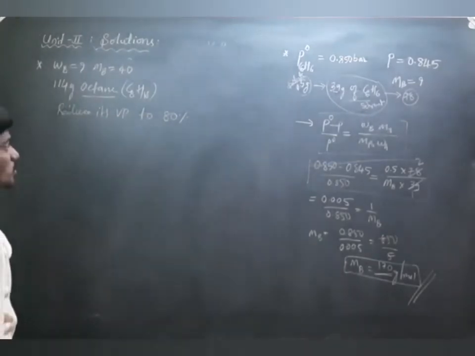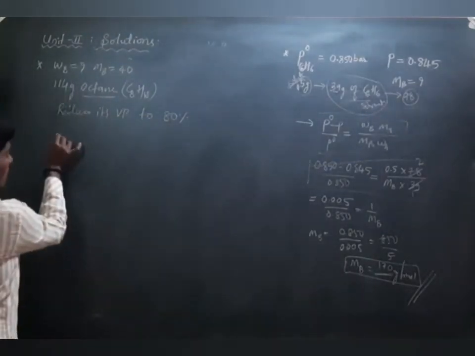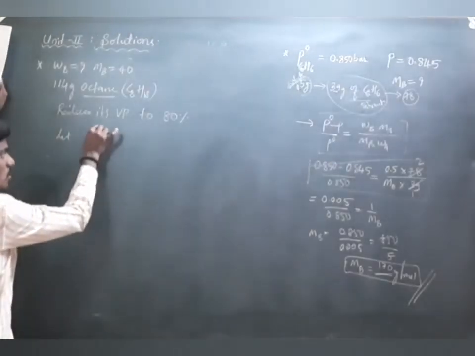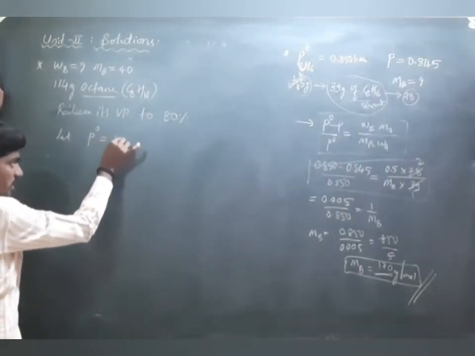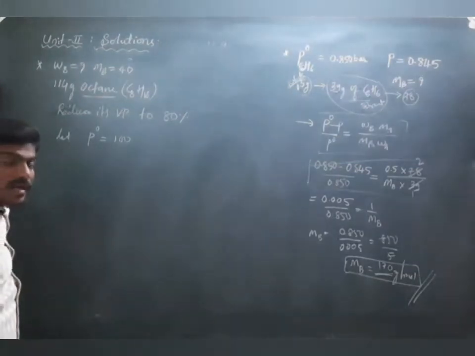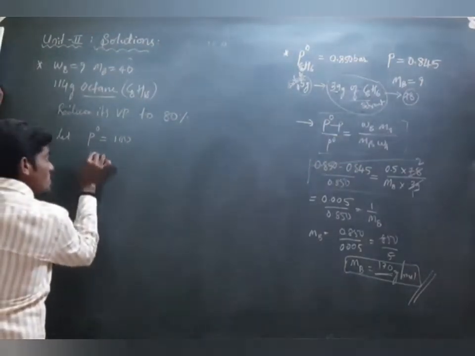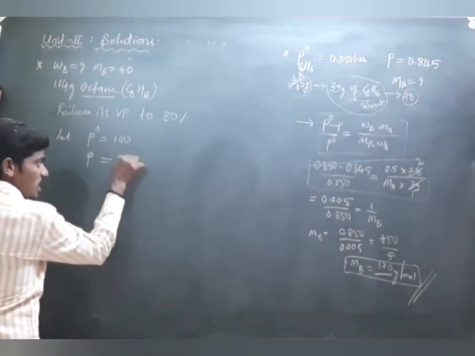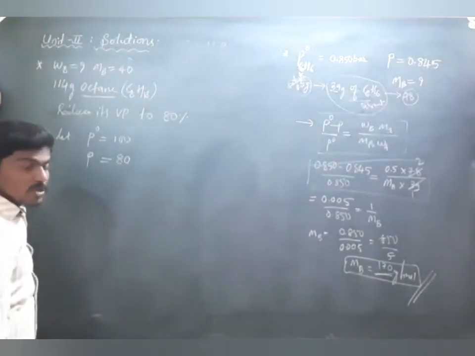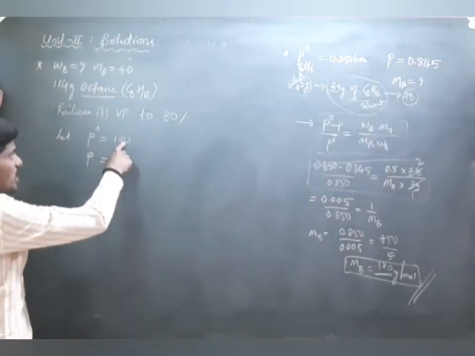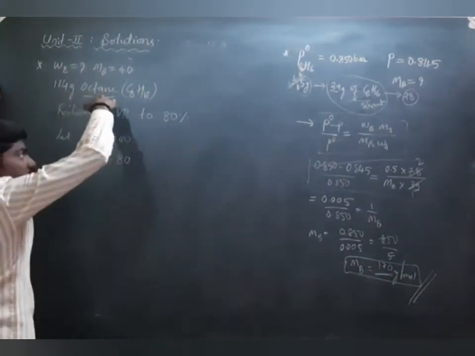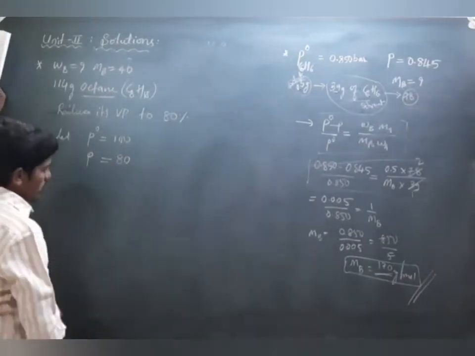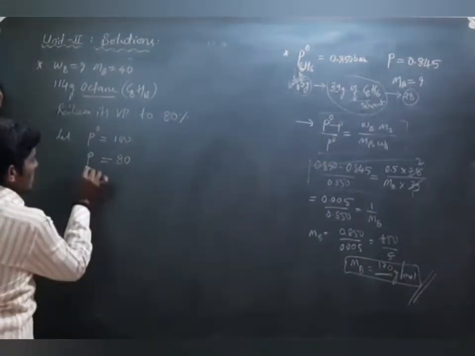Reduce its vapor pressure to 80%. Now let the initial vapor pressure, that is P naught of the solvent, be 100. Then the vapor pressure of the solution is 80, because initially it is 100 and I want to reduce its vapor pressure to 80%. So therefore the vapor pressure is 80.